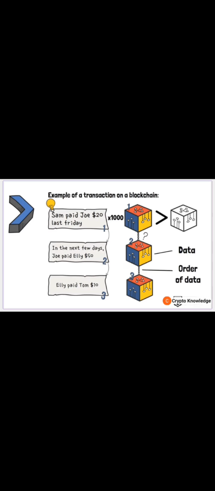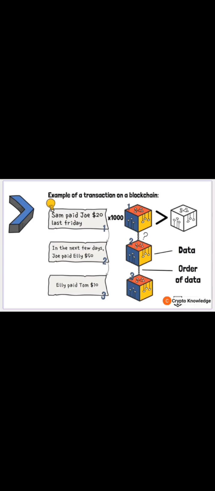Sounds cool, but what does that look like? Well, a typical transaction on blockchain would look a little something like this. Sam paid Joy $20. Simple enough, right? Well, a single block can store hundreds or even thousands of transactions. The capacity depends on the individual blockchain, but newer ones can usually store many more transactions than their older iterations.